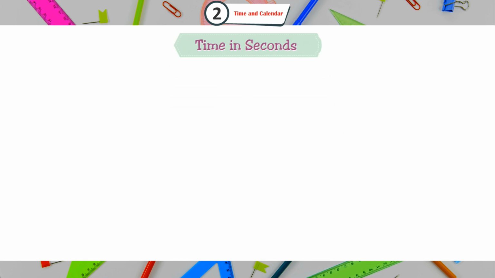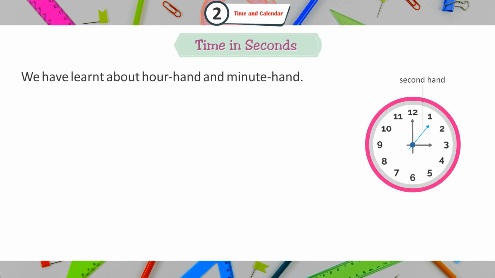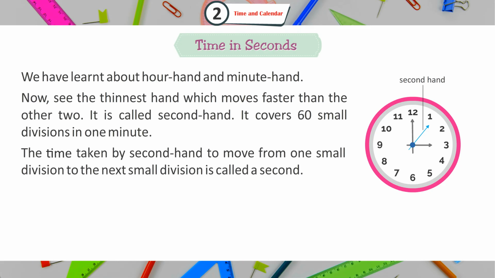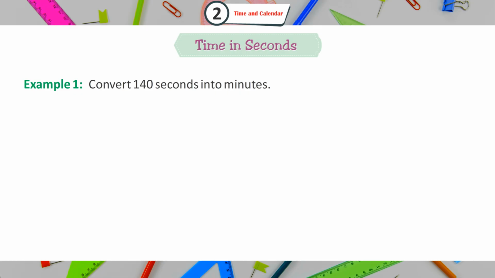Time in seconds. We have learnt about the hour hand and minute hand. Now see the thinnest hand, which moves faster than the other two. It is called the second hand. It covers 60 small divisions in 1 minute. The time taken by the second hand to move from one small division to the next small division is called a second. 1 minute is equal to 60 seconds. Example 1.